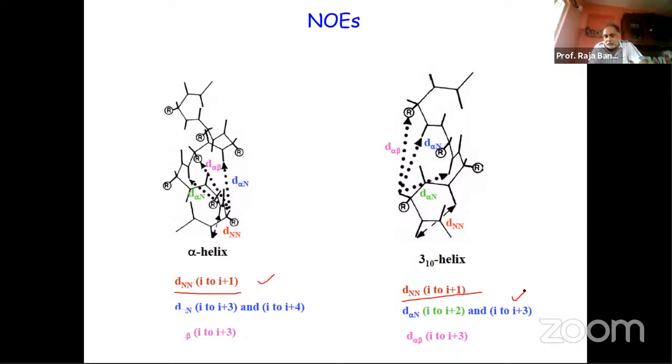You see both are positive, i plus 3, i plus 3. Both are positive. You find i plus 3 are found. But in this case, how can we distinguish? In case of the 3-10 helix, i to i+2 is present, but in case of alpha helix, i to i+3 are present. So in case of helix, whether you first identify it, it is basically i to i+1 and i to i+3, and then you have to go for this.